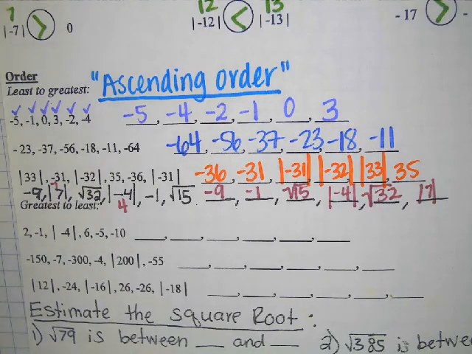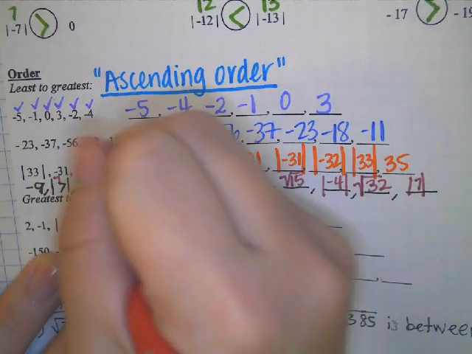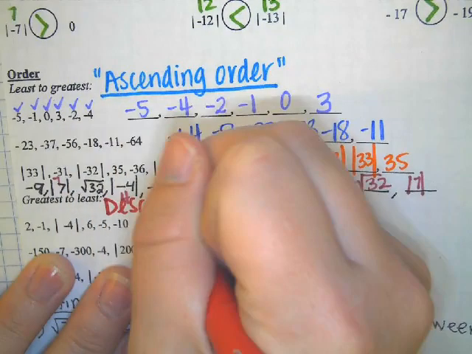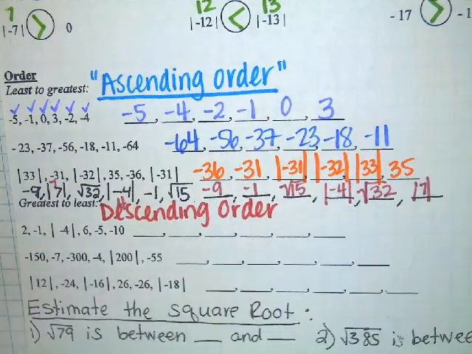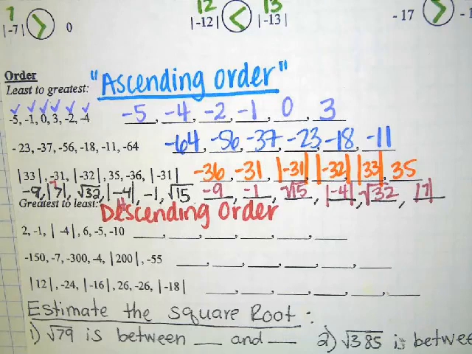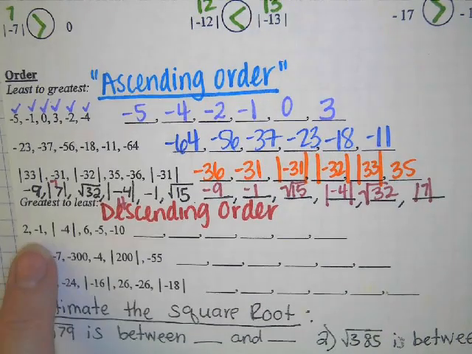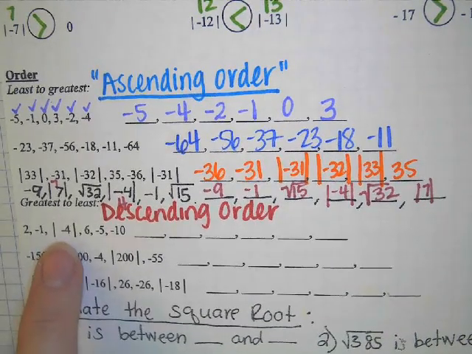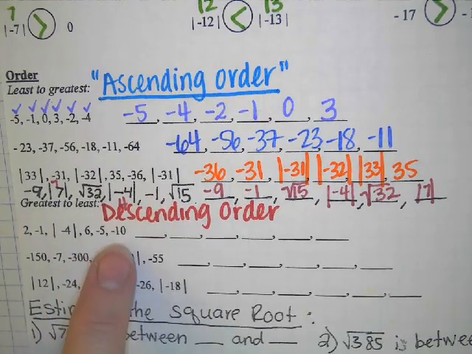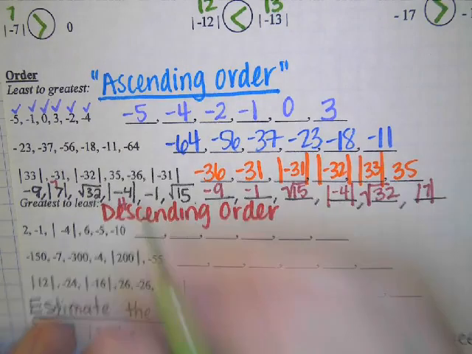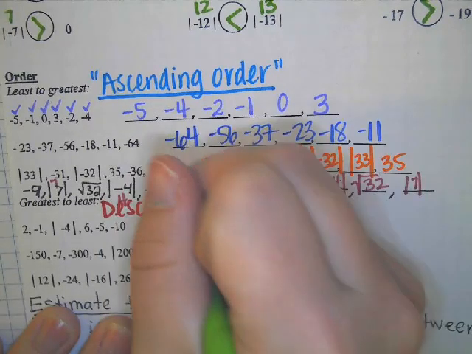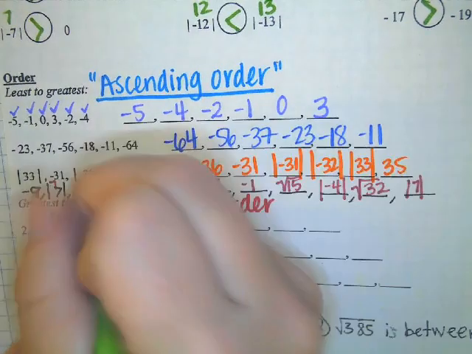Next, we're going to look at if the order is from greatest to least. This is also known as descending order, okay? Descending order, or it's going down in numbers. For our first example, we have 2, negative 1, the absolute value of negative 4, 6, negative 5, and negative 10. Remember, we want to start with the greatest number. The greatest number we have is 6, followed by the absolute value of negative 4, which really means 4.